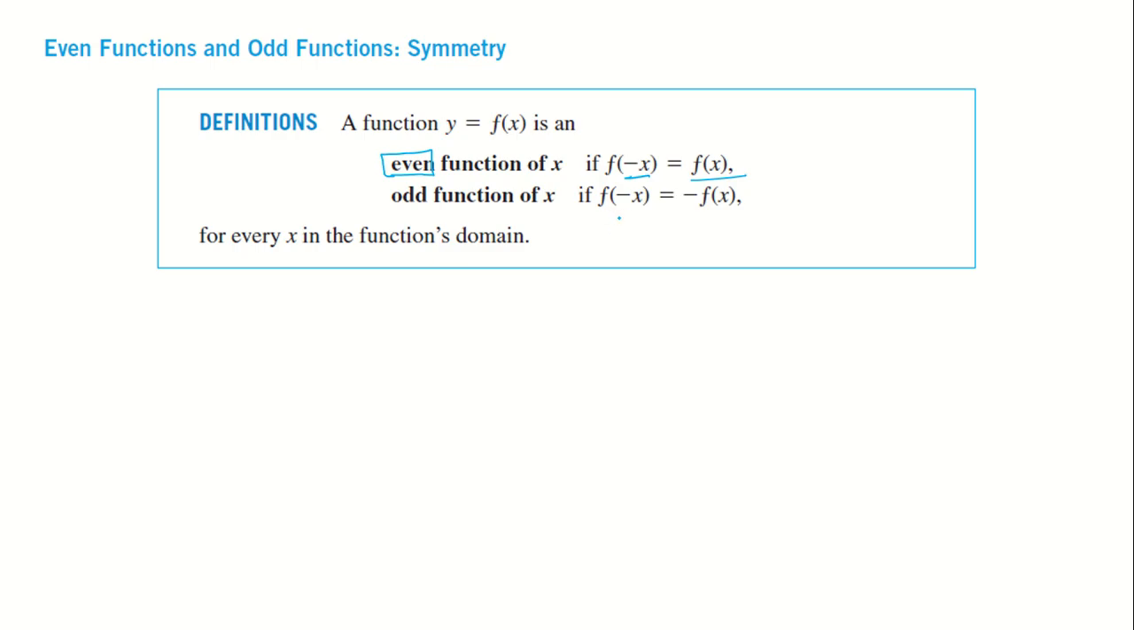And if we get, for negative x, negative f of x, then we can say the function is an odd function. That means it totally depends on the output. If we get a negative sign in front of f of x for the input negative x in the given function y equals f of x, then we can say the function is an odd function.